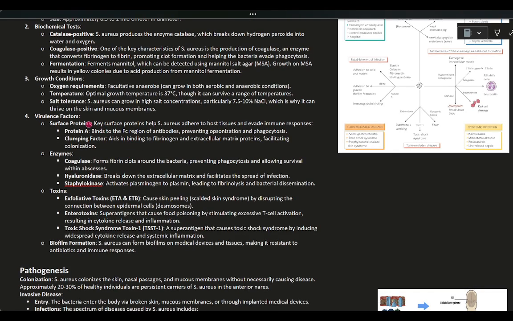When it comes to virulence factors, there are some key surface proteins that help the Staphylococcus aureus to adhere to the host tissues and evade immune responses. First one being protein A. It's a protein that binds to the Fc region of the antibodies, thereby preventing opsonization and phagocytosis. There's also the clumping factor, which aids in binding to fibrinogen and the extracellular matrix proteins, which becomes necessary for bacterial colonization.